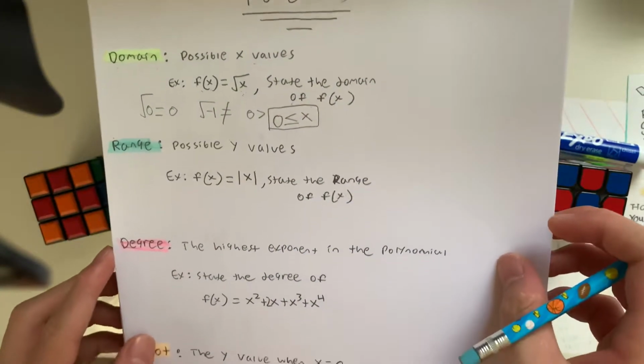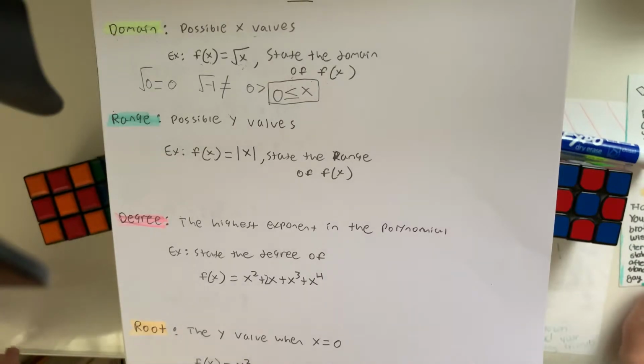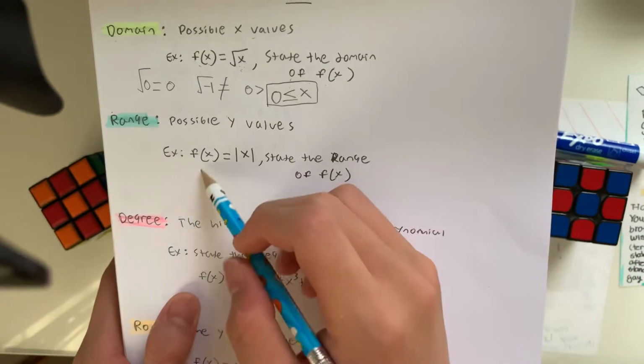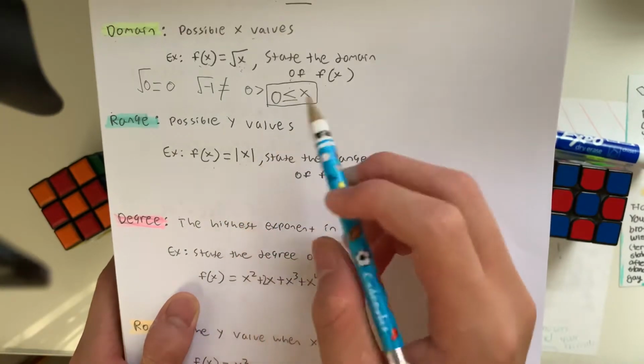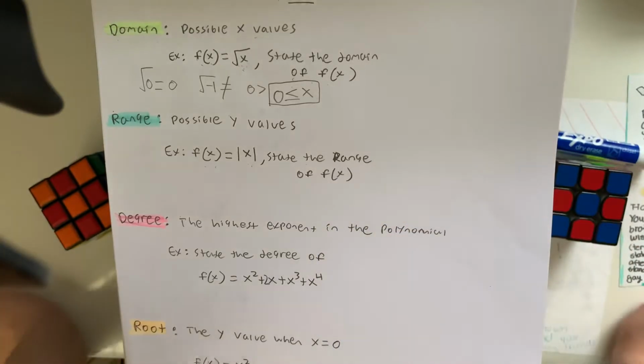Alright guys, so let's continue on to range. So what is range? It's basically all the possible y values, or all the values that could be a possible answer of f of x. So for example, f of x is equal to the absolute value of x. So state the range of f of x. So what are the only possible answers to this?